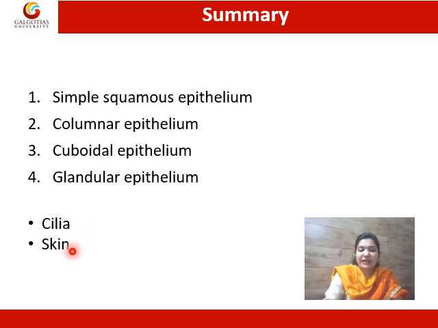And second is cilia. Cilia are present in the columnar epithelium. Cilia are tiny hair-like projections found in the columnar epithelium. They help to move immovable substances by making some rhythmic movements. So this is all about the types of epithelium tissue in this class.